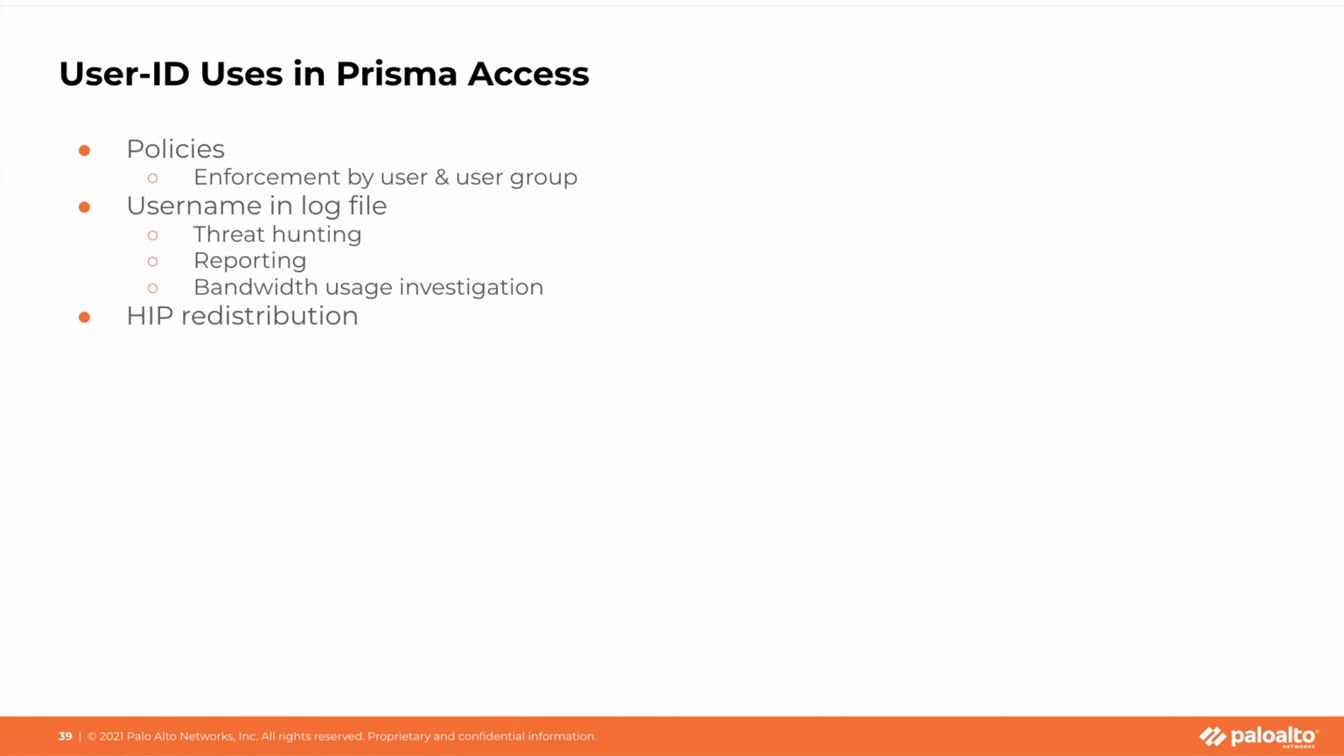User-ID is of great importance in Prisma Access as well, because there are only two zones, and Prisma Access is such a robust mobile user platform. In addition to the standard benefits of User-ID with logging, reporting, and threat hunting, User-ID redistribution can also facilitate mobile user HIP check redistribution.